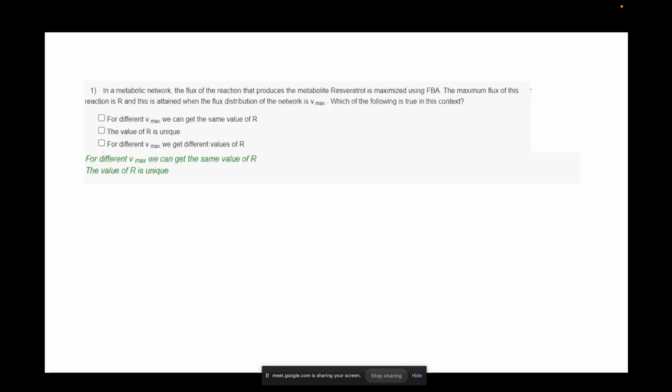And like, if you take different Vmax, it is possible that you can get different values of R, but if it is satisfying the condition of the maximum flux that is going on, you'll get the same value of R because the highest R value will be unique. So if you have a different condition where your Vmax is different, but your reaction is the same, and that particular reaction will have the highest flux, your R value will be the same and it's going to be unique.